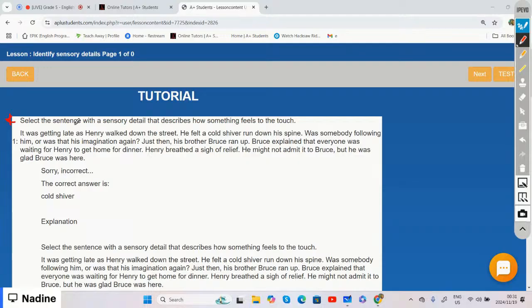So, what in this text gives us an idea or describes how something feels to the touch to someone? So, what sentence or what words within this text give us the idea or describe how something feels to the touch?